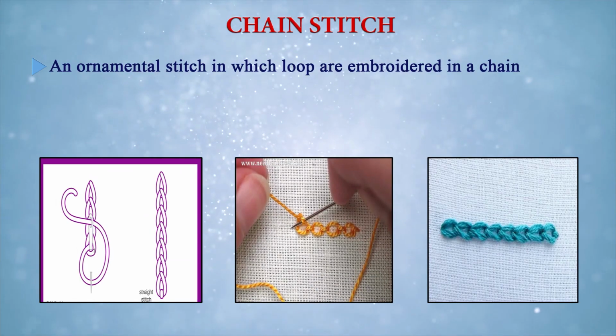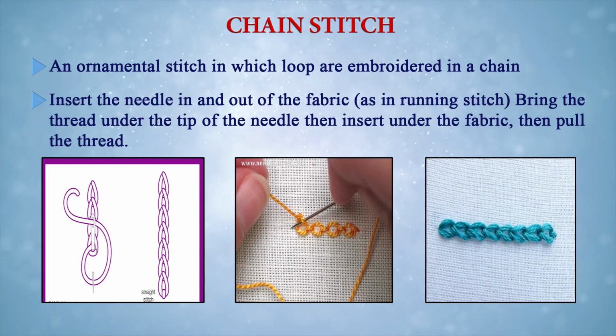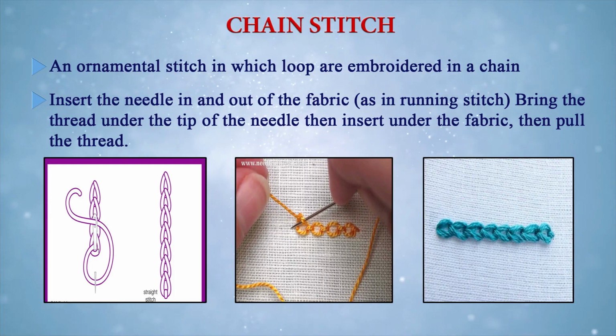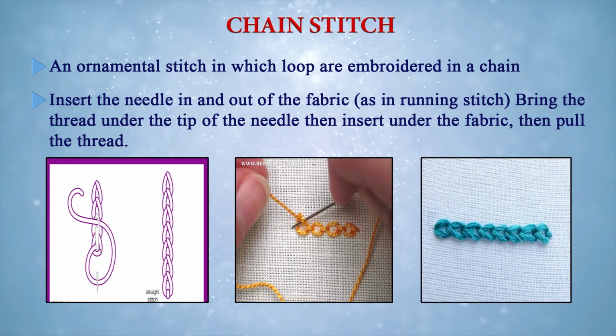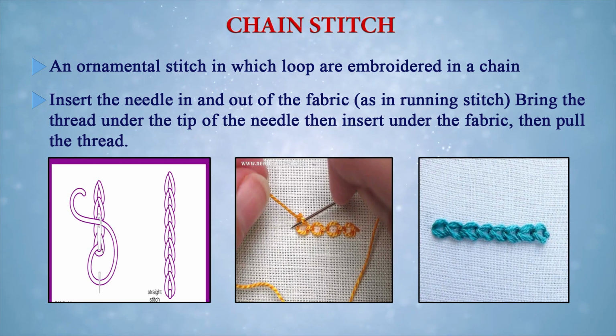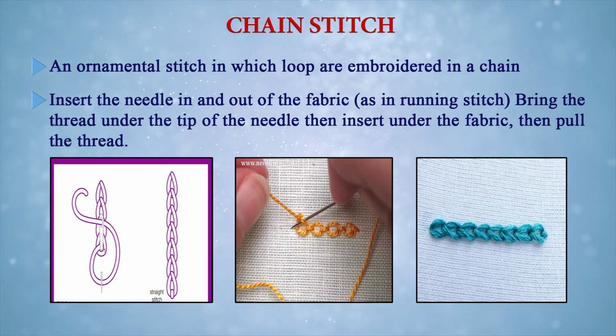So it is said to be the ornamental stitch in which loops are embroidered in a chain, and then we insert the needle in and out of the fabric like we did in the running stitch. Then we bring the thread under the tip of the needle and then insert it in the fabric, then pull the thread out. So in this picture you can see we have the needle with a thread.